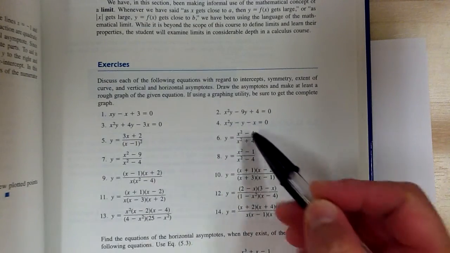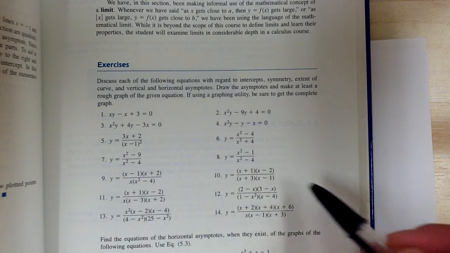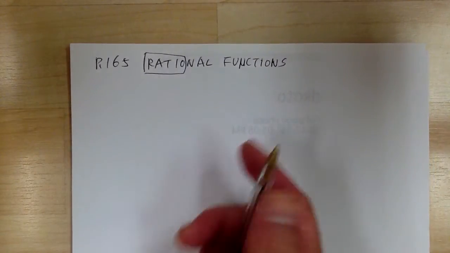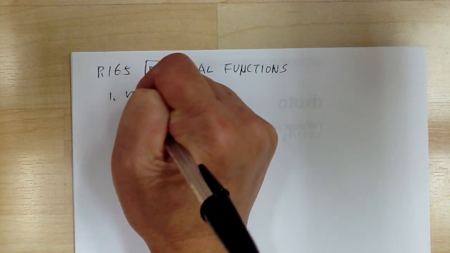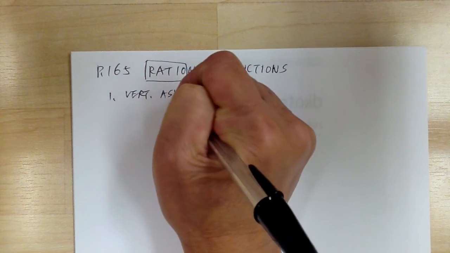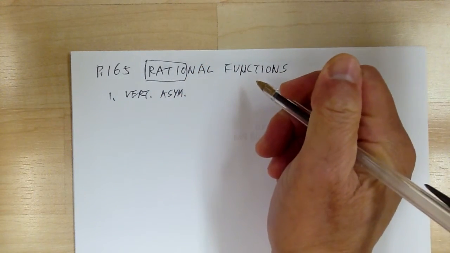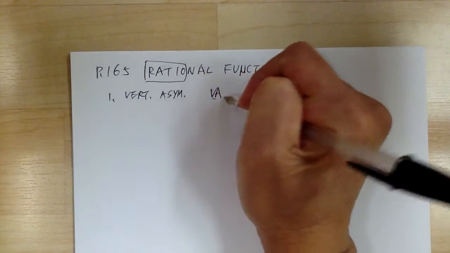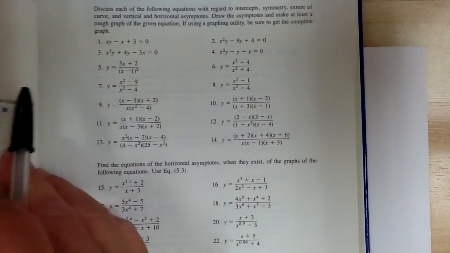Now, when you're doing a rational function, there are certain characteristics you need to be aware of. So first, you need to worry about vertical asymptotes. To get the vertical asymptotes, we're just going to call it VA. For the vertical asymptote, you look at the denominator to see what the restriction is.